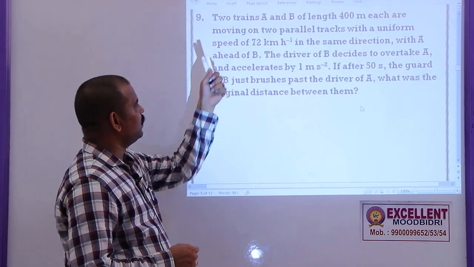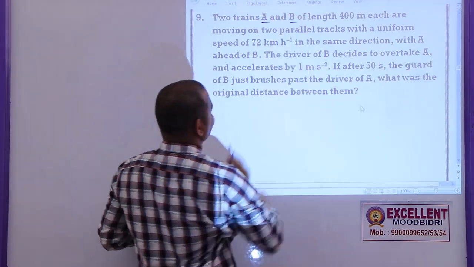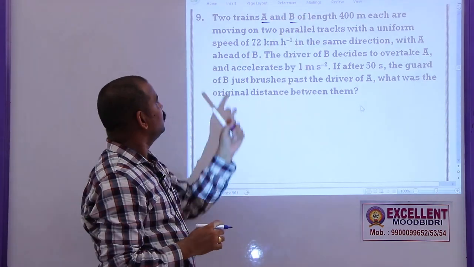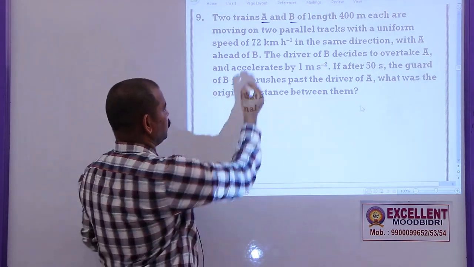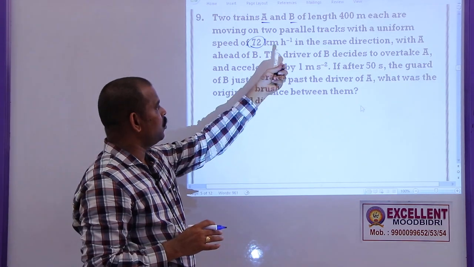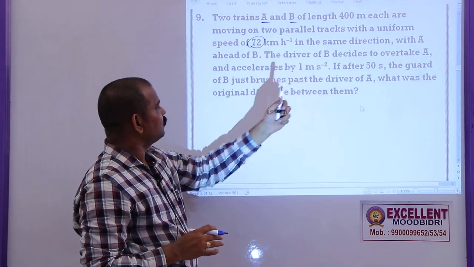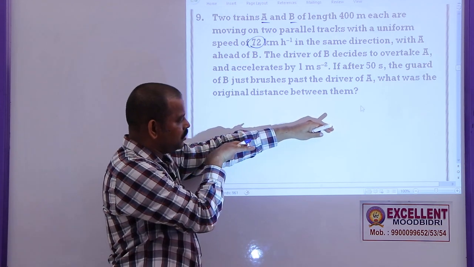Number 9, here it is a big problem. There are 2 trains A and B of length 400 meters each, moving on 2 parallel tracks with a uniform speed of 72 km per hour, in the same direction, with A ahead of B. It means A is ahead of B, so B is behind A.